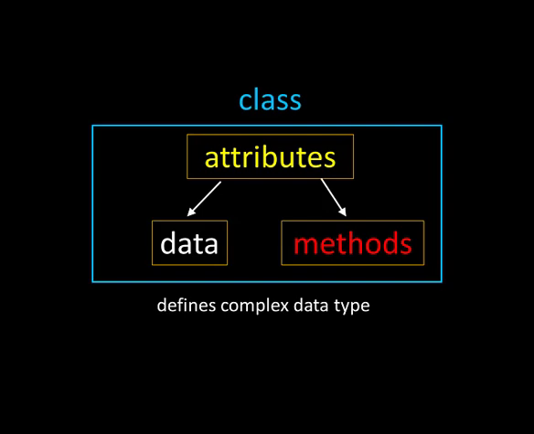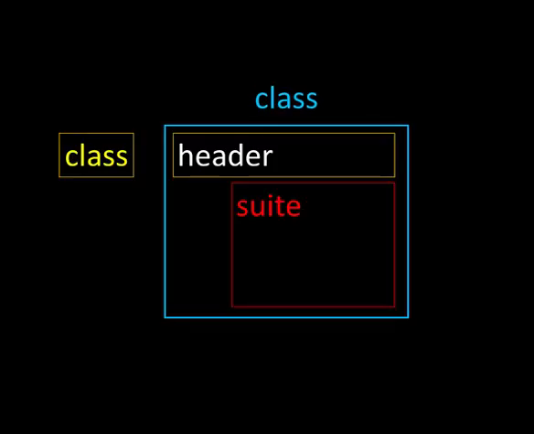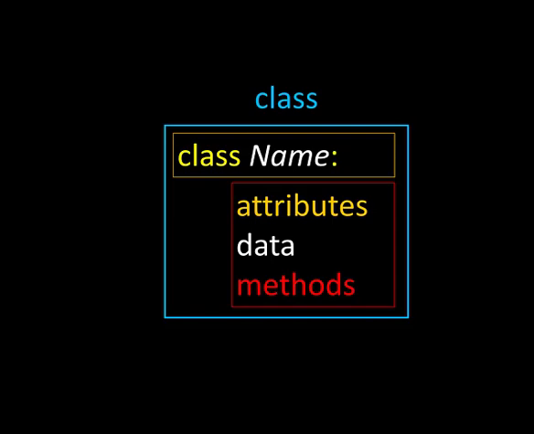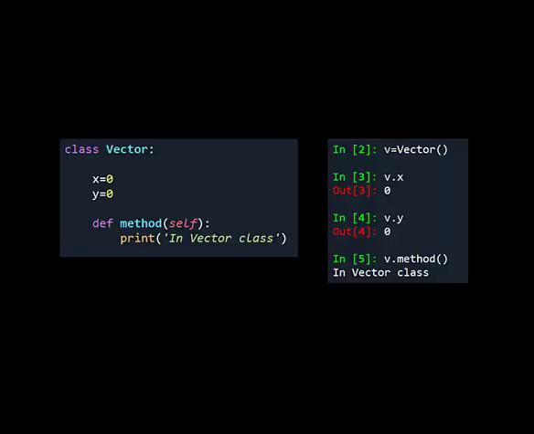A class is defined in a similar way to a function, with a header followed by a suite. The class name, conventionally written with a capital first letter, is followed by a colon. Here is an example of a class named Vector, with attributes x and y, and a method called method that prints a message. An argument called self sends in class data to the method. This has defined a type of object, the vector type.